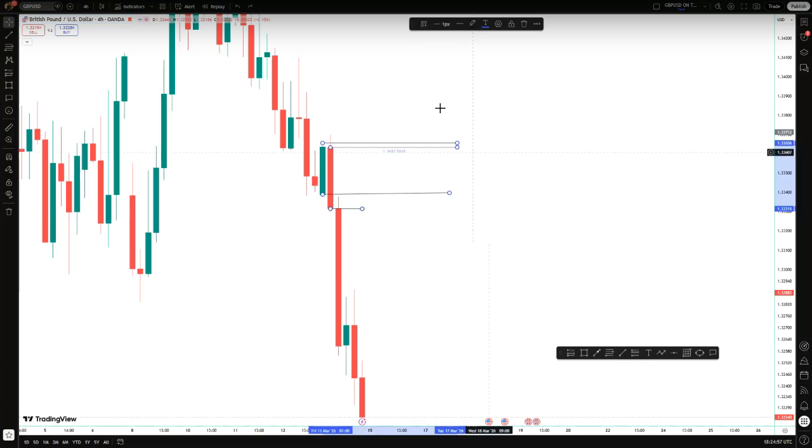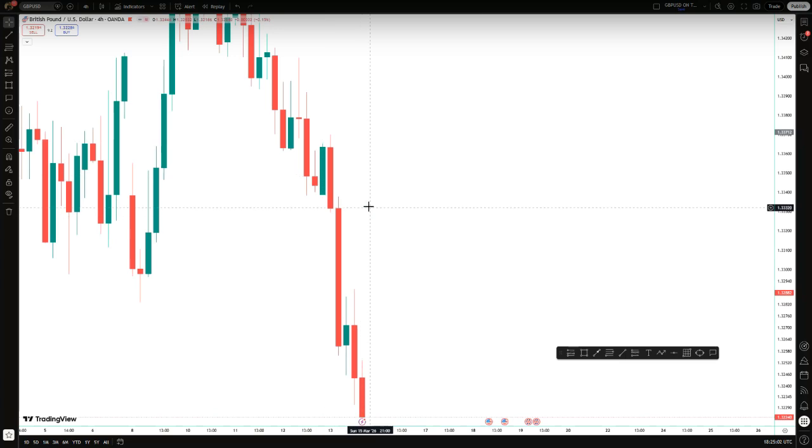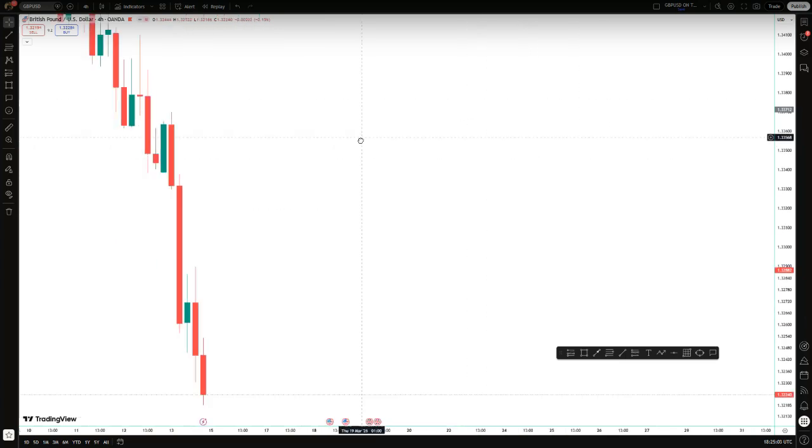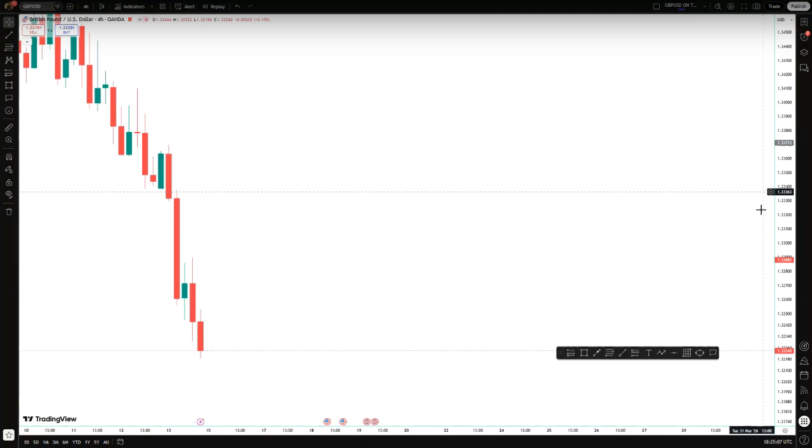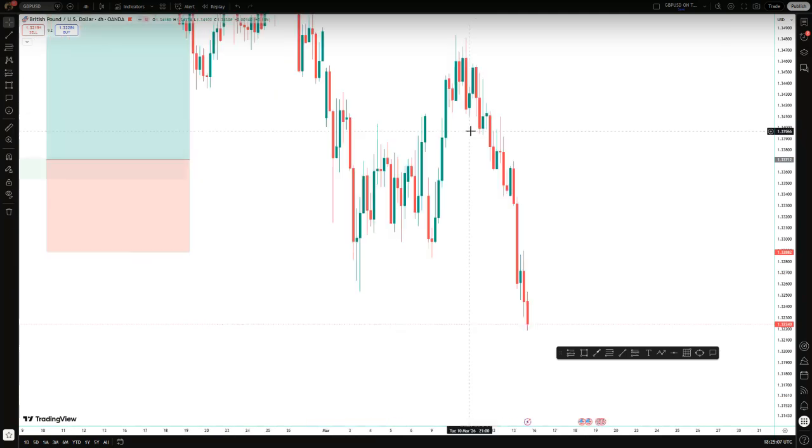So that is that about the structure of candlesticks. The next thing you need to know is directional bias of charts.